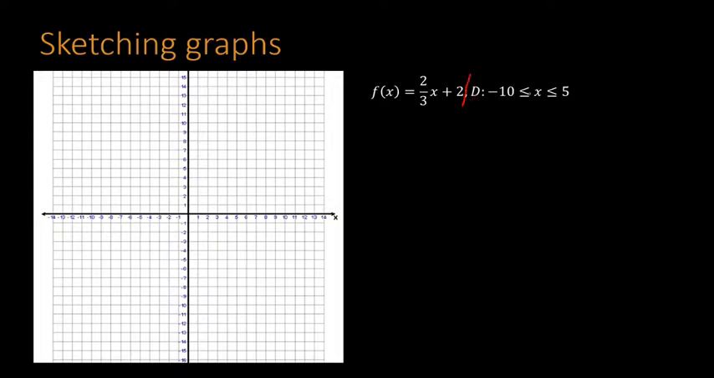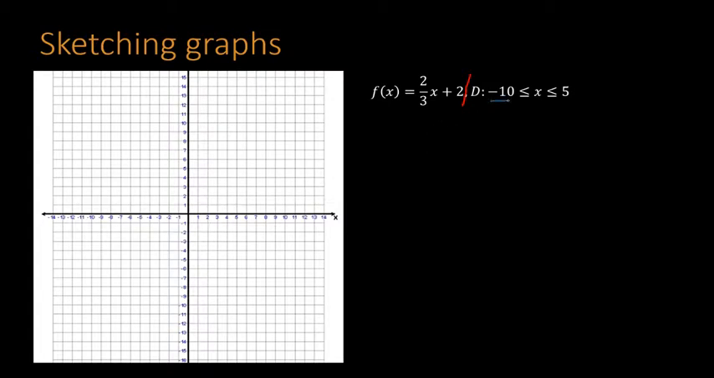It says that x must be between -10 and 5, or -10 is less than or equal to x is less than or equal to 5. So in order to account for this on our graph, there's one thing we need to do. Looking at my domain, I'm going to sketch out some boundary lines to help me when I get to the point where I'm graphing my function. Let me show you what I mean.